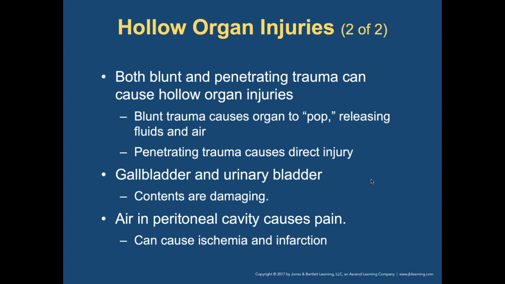Blunt and penetrating trauma cause hollow organ injuries. Blunt trauma causes the organ to pop, releasing fluids and air, maybe like the lungs, parts of the intestines. That's really what's happening there. The gallbladder and the urinary bladder: think about all the bile and urine that's coming out of there. Air in the peritoneal cavity causes pain because where's it supposed to be? Not there. It's supposed to be in the lungs. Then you're filling up a space with something that normally doesn't go there, so everything gets tight and it's uncomfortable.